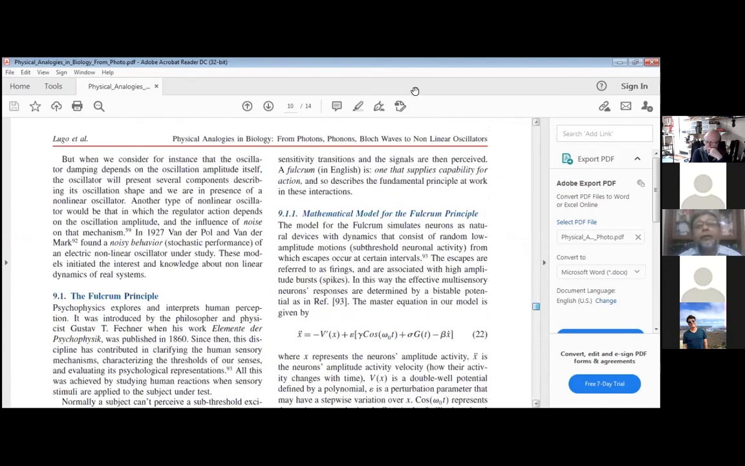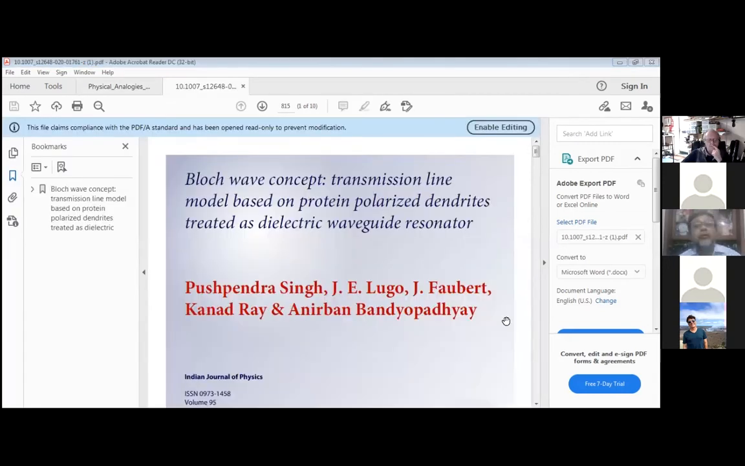So I would go to another paper slowly. This is the Bloch wave concept. But I understand the memory paper that time, we also did not go so much into that concept, but we had extended and modified this Bloch wave concept and transmission line model based on protein polarized dendrites. It has a dielectric waveguide resonator.